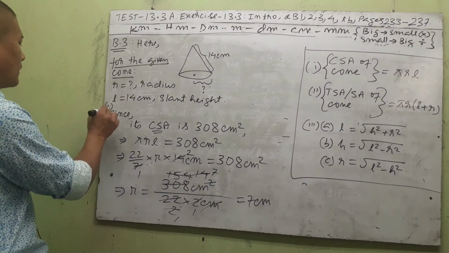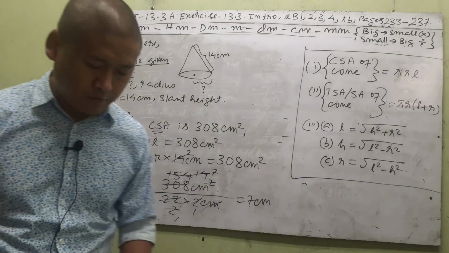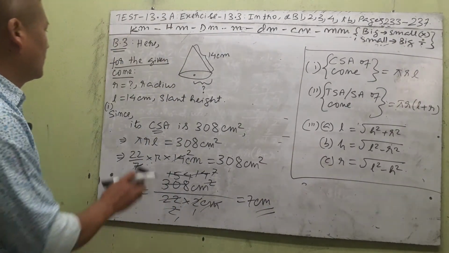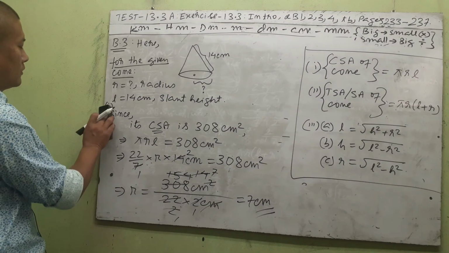So this is number 1. You can write your 1. Look at your question, radius of the cone. So this is your answer for radius. And number 2. Let's go to 2.